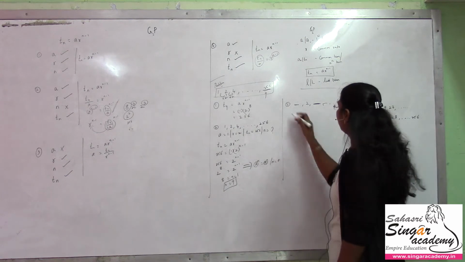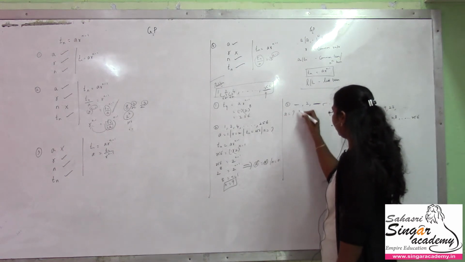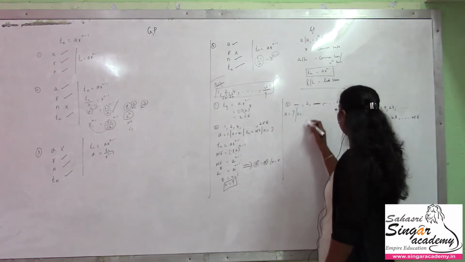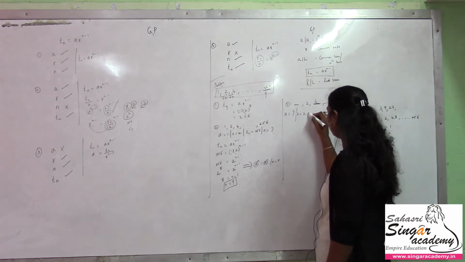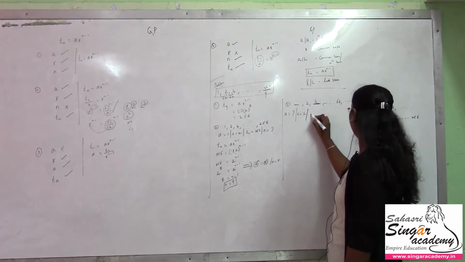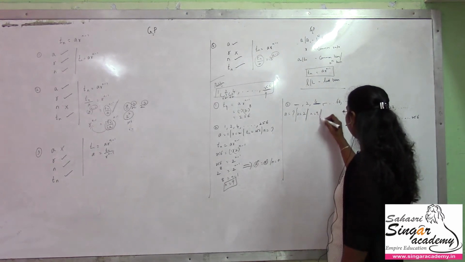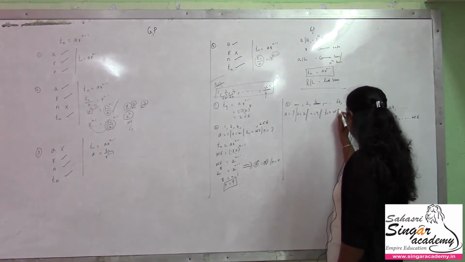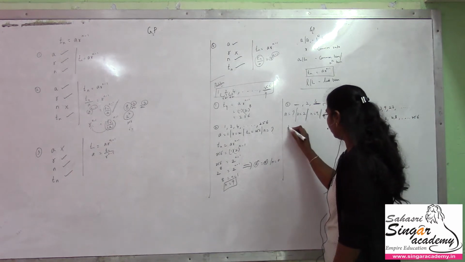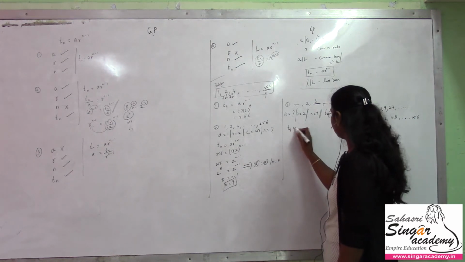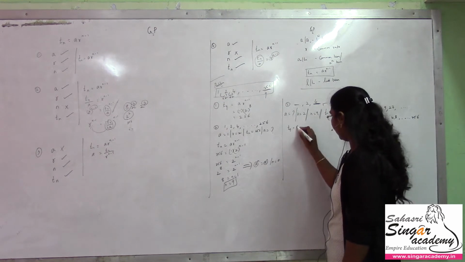Okay, so a value is not known. I have to find a value. R value, let me have this 4. R value is 2, I know, and n value is 9, and tn is also known, 256. So I'm just going to break it in the formula. So t9 is equal to, because this is the ninth term, a r power 9 minus 1.